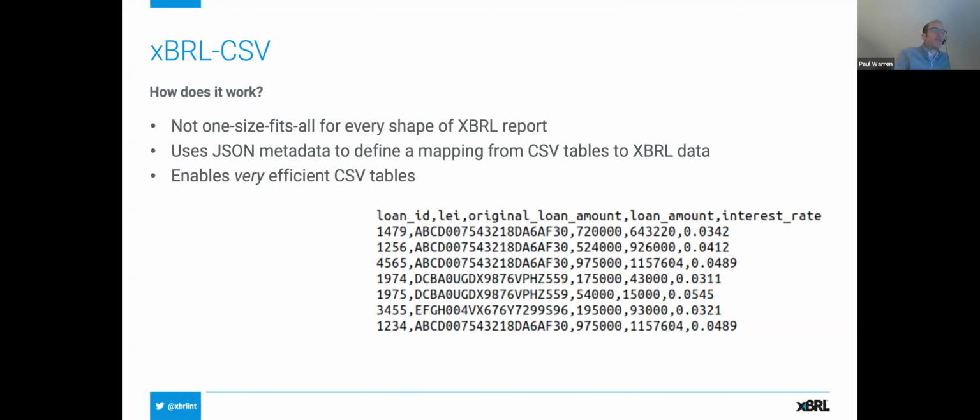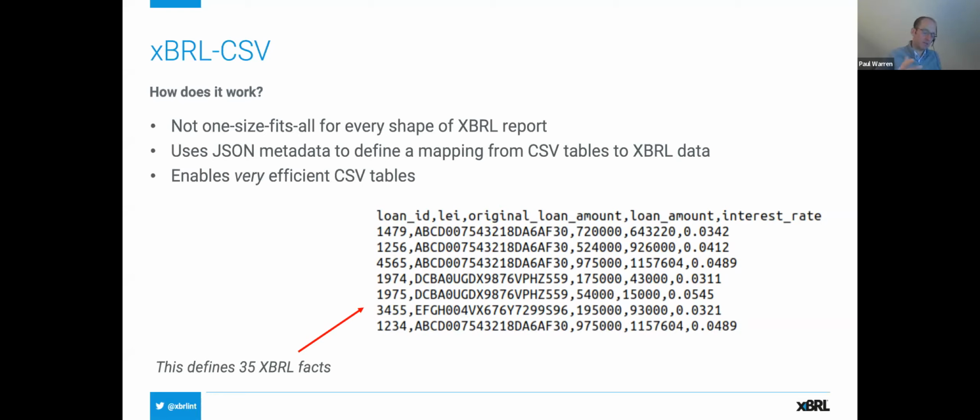Here's an example of exactly that. Here we have an xBRL-CSV example defining 35 facts in seven rows. As you can see, this is a pretty compact representation, and the column headers at the top are used to automatically map this back into XBRL data via the xBRL-CSV metadata.